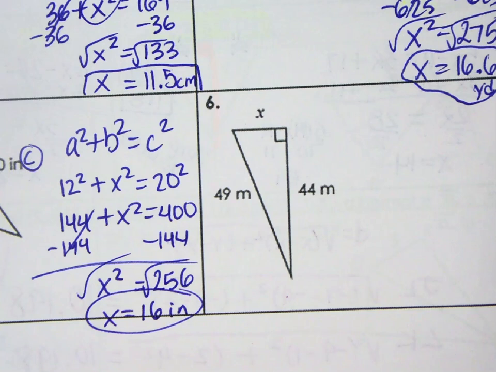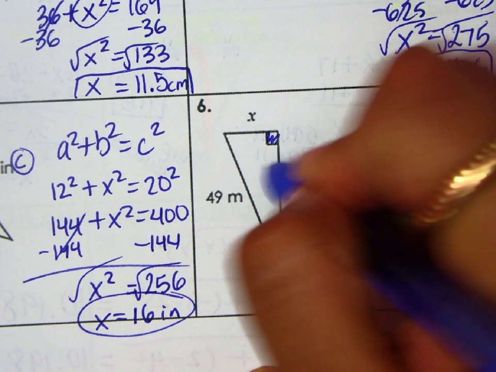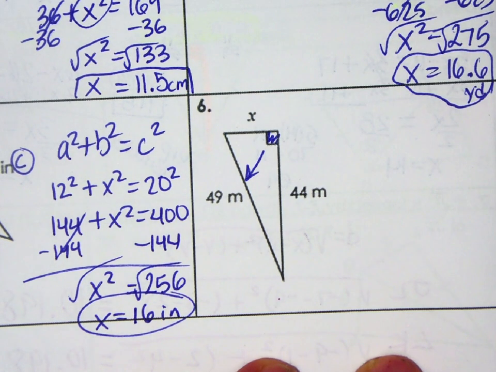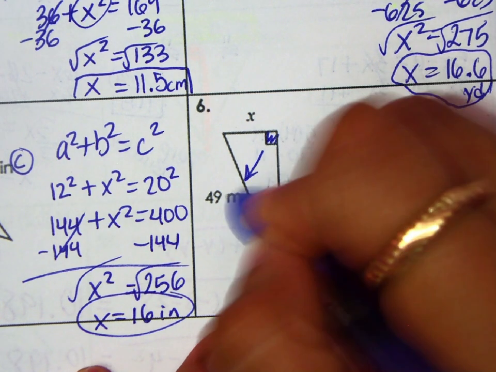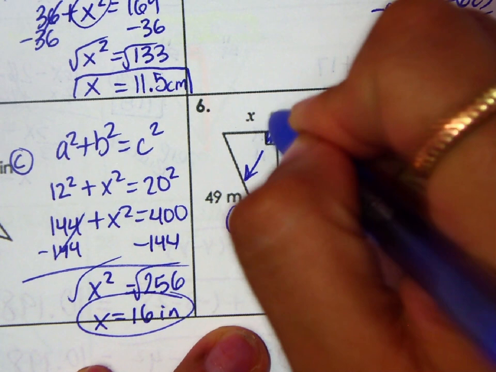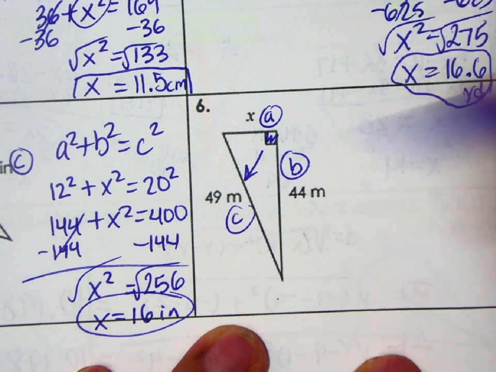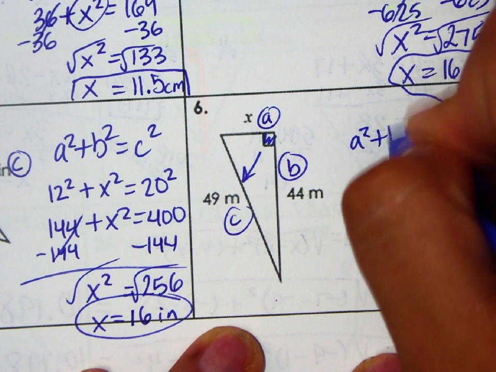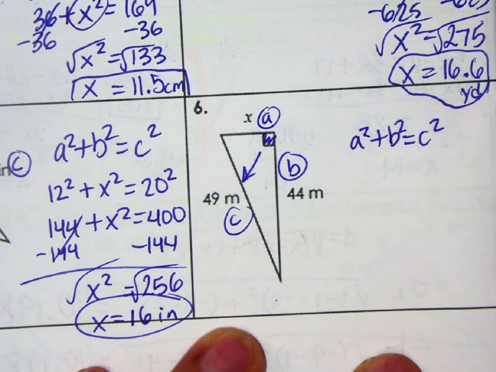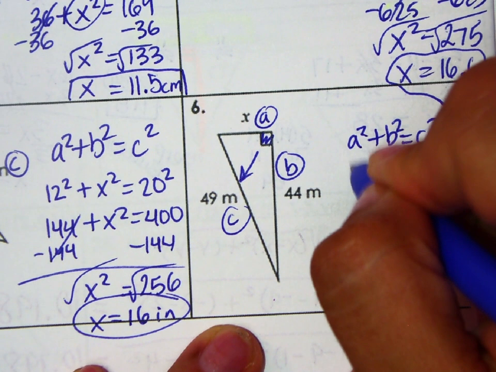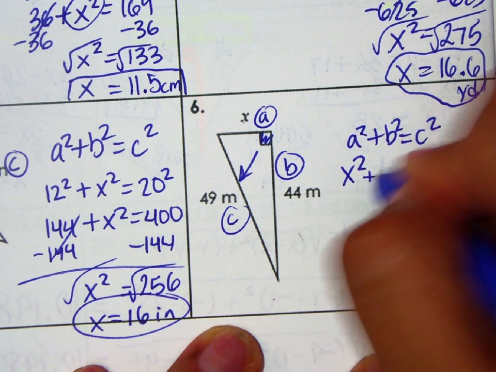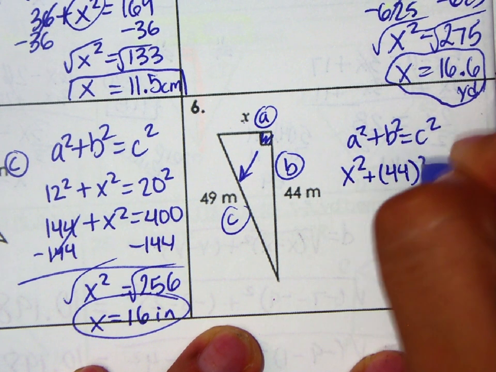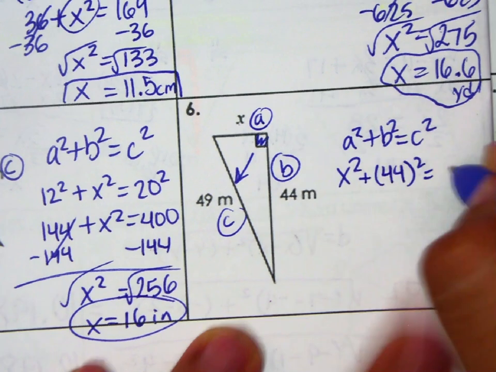Let's try one last problem. So 90 degrees, and again, pause the video if you want to try it on your own, and then just check your answer afterwards. Across from 90 degrees, we have the C value. So therefore, this is A and B. A squared plus B squared equals C squared. A squared is X squared. B squared is 44 squared. And C squared is 49 squared.